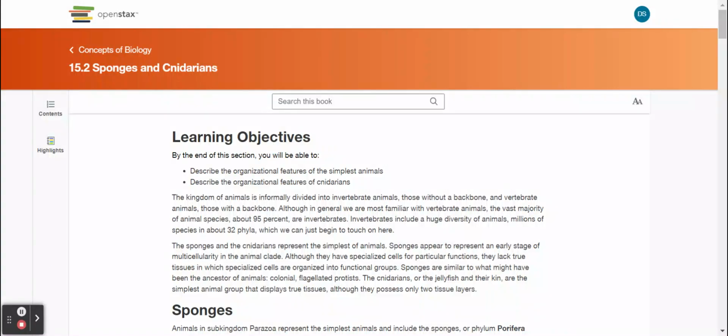Section 15.2, Sponges and Cnidarians. By the end of this section, you will be able to describe the organizational features of the simplest animals, and describe the organizational features of cnidarians.